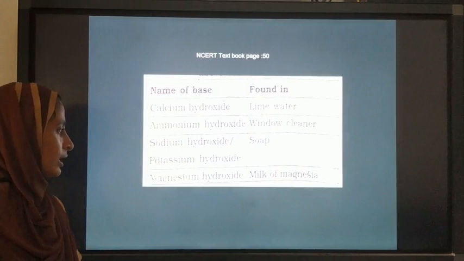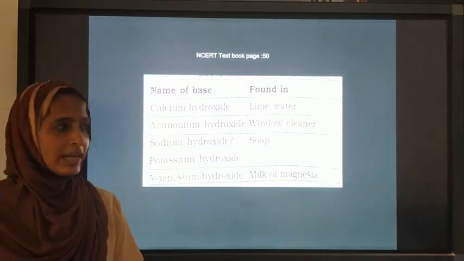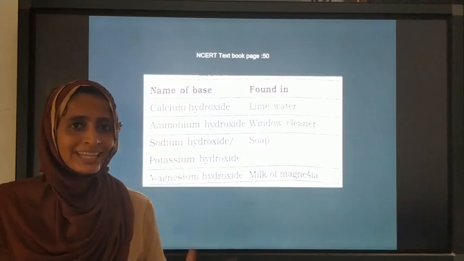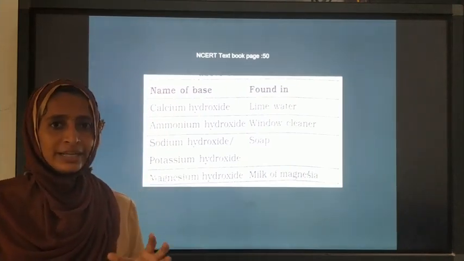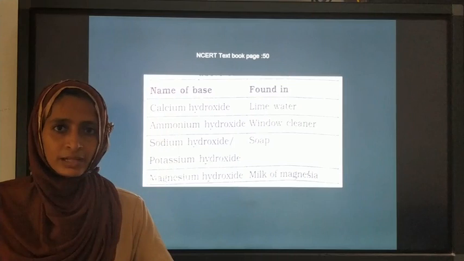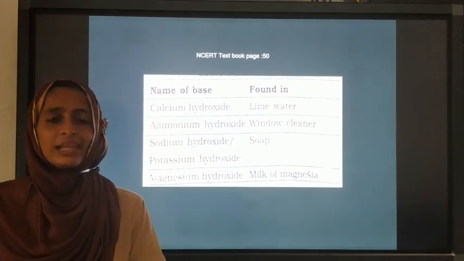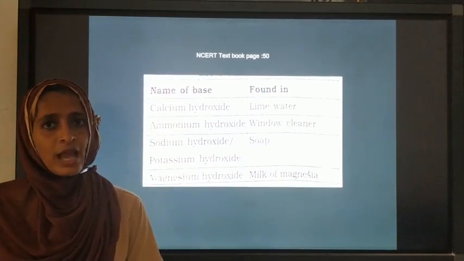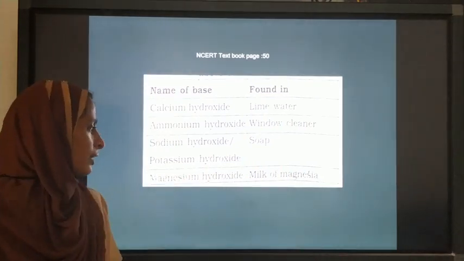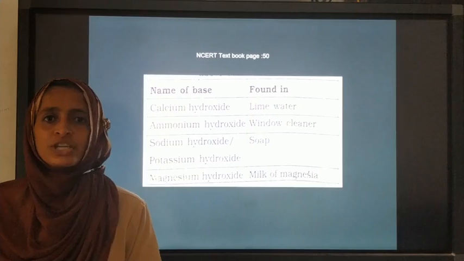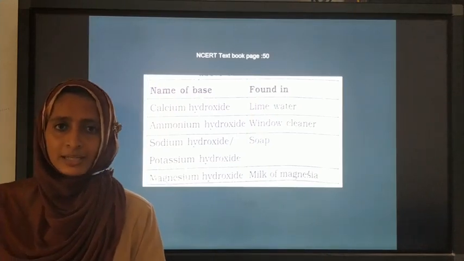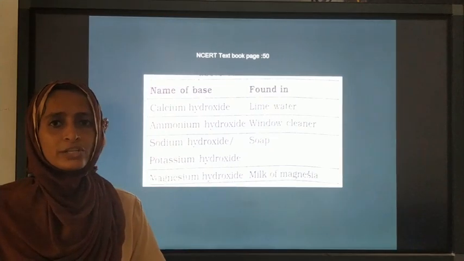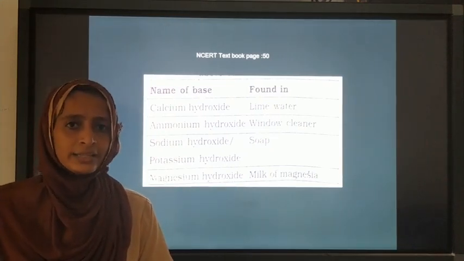Coming to the next one, that is magnesium hydroxide. It is present in milk of magnesia. When you hear the name, you feel like it is milk. Actually, it's not milk. The substance looks like milk. That is why it got the name milk of magnesia. And it contains a base called magnesium hydroxide. Is it clear? We will be learning more about milk of magnesia later in another class.